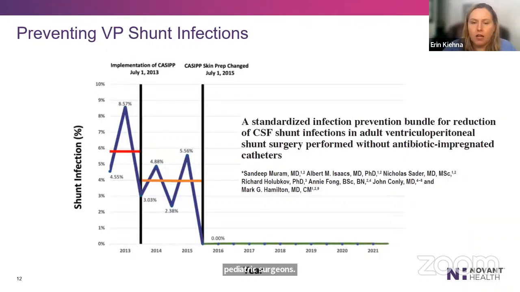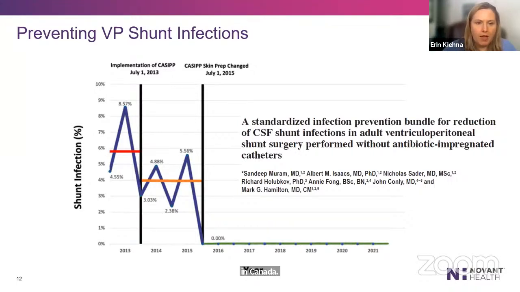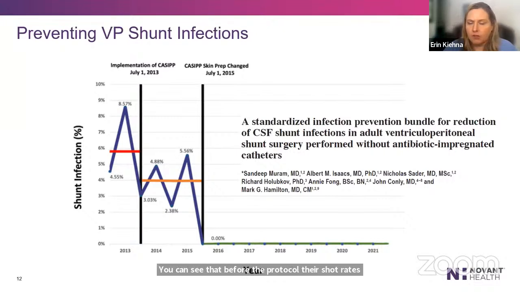When this protocol was introduced in Canada, you can see that before the protocol, their shunt infection rates were anywhere from 5 to 8.5%. After introduction of the protocol, but before they started using chlorhexidine with alcohol, it dropped to 2.5 to 5.5%. But when they started using chlorhexidine with alcohol, they actually reported 0 infection rates, and this is published in 2022. This, however, is not specific to the pediatric population. This is all comers with shunts. And I do think, once again, that we have a very unique patient population.